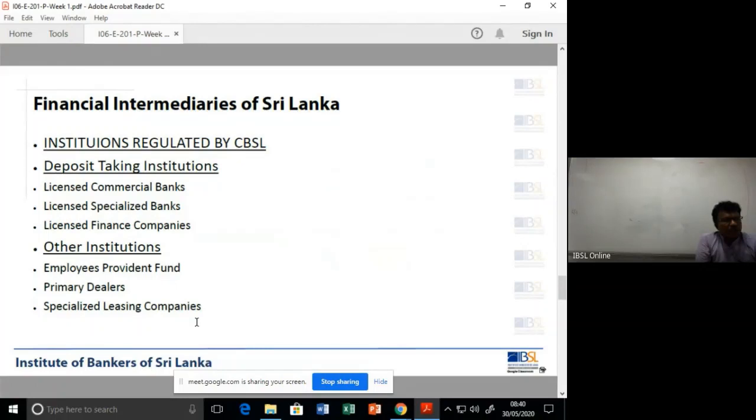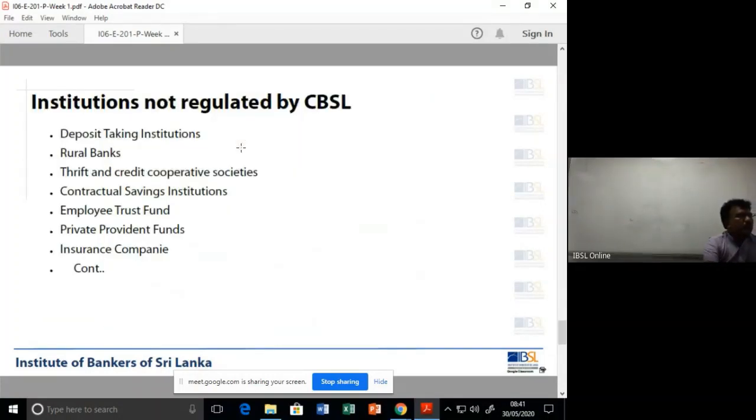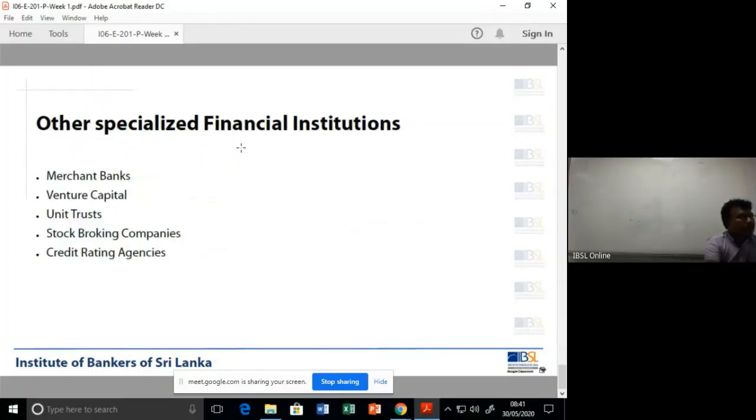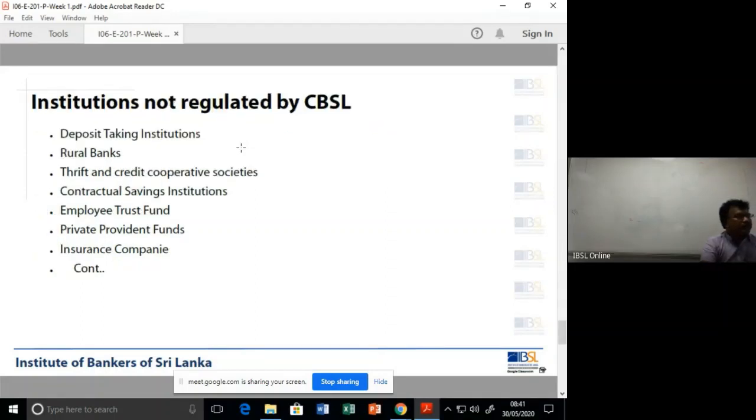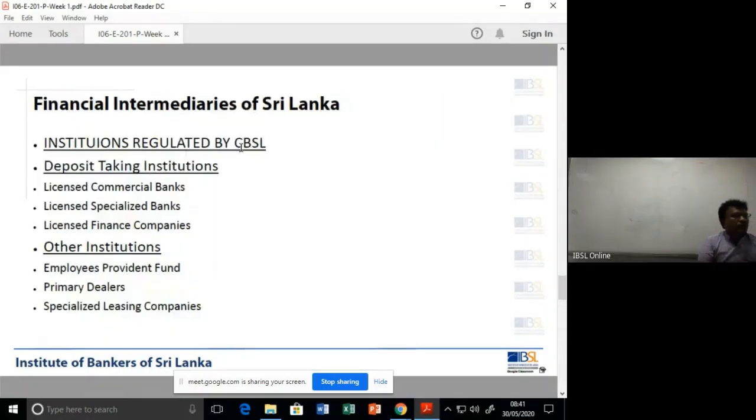As students, I prefer if you can take a notebook or a piece of paper and note this down. Anyway, you have these slides, so you need not do it now, but later on you can take a piece of paper and draw an arrow showing two sides, so you can see the entire picture on one paper. For example, the heading will be the financial intermediaries of Sri Lanka. On your left-hand side, you will have institutions regulated by the Central Bank of Sri Lanka, and on your right-hand side, another area, institutions not regulated by the Central Bank of Sri Lanka. When you take this entire chart at once, you can see clearly the financial intermediaries of Sri Lanka.